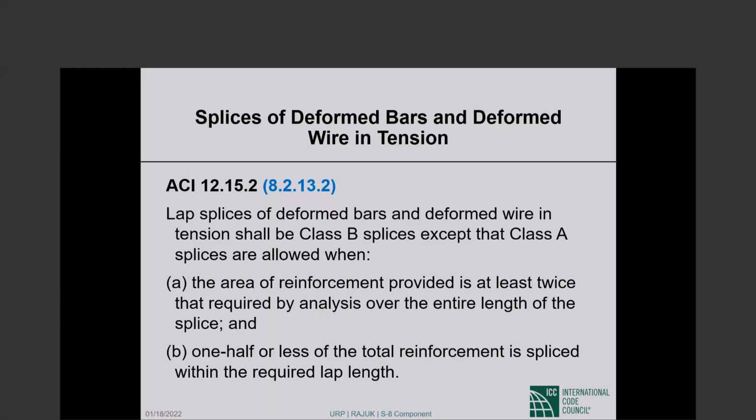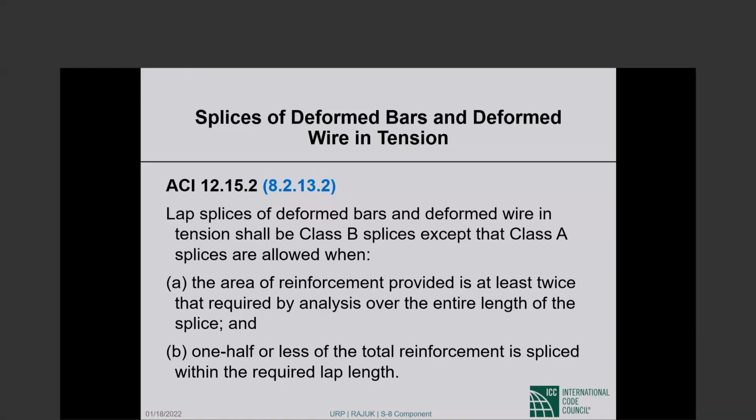What are the two conditions that will qualify for class A splices? The area of reinforcement provided is at least twice that required by analysis over the entire length of the splice. This is obviously very important. So the area of reinforcement provided is at least twice the area of reinforcement required by analysis over the entire length of the splice. This is number one. Number two, 1/2 or less of the total reinforcement is spliced within the required lap length.